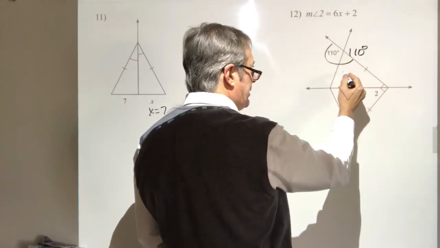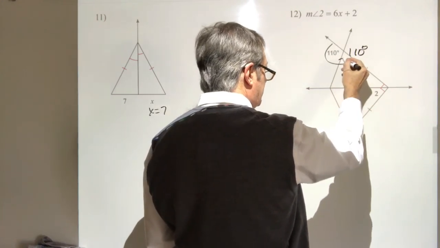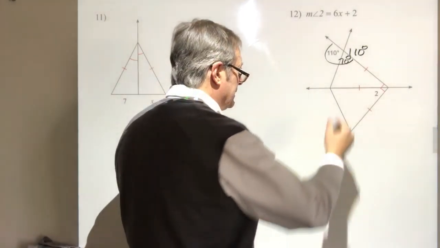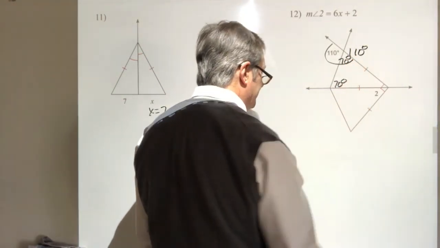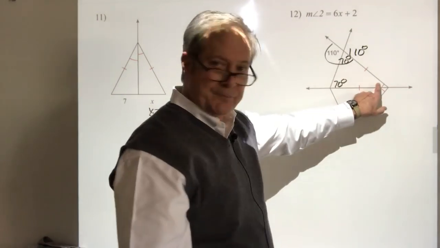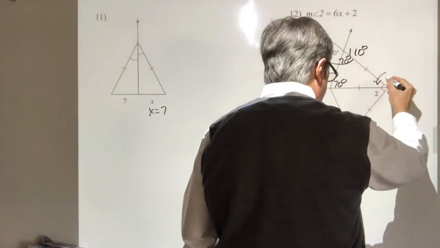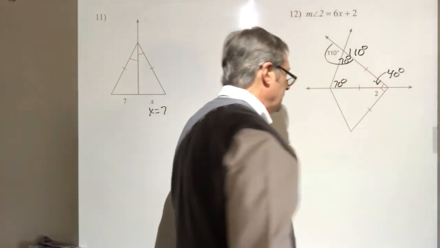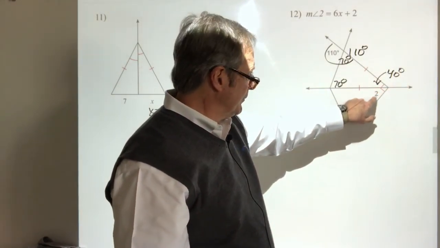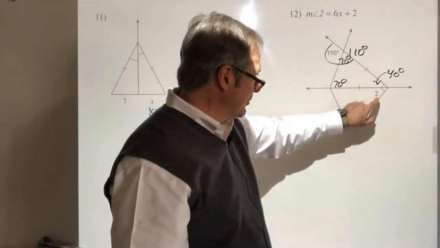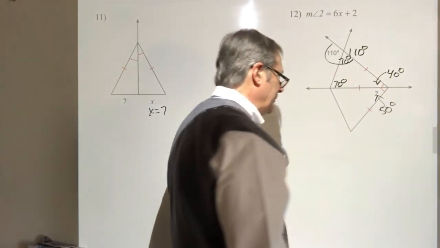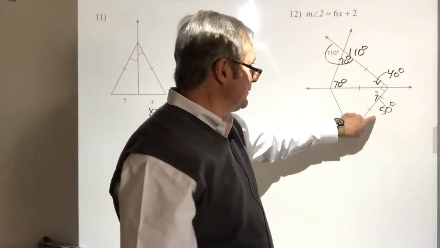This forms a linear pair, 180, so if that's 110, this guy's got to be 70. Because this is an isosceles triangle, if that's 70, this is 70. And 70 plus 70 is 140 from 180, so this angle has to be 40 degrees. Now, notice that that forms a right angle with angle 2. So if this part of the 90-degree angle is 40, this part has got to be 50. Okay, so we've solved for angle 2. We know it's 50 degrees.